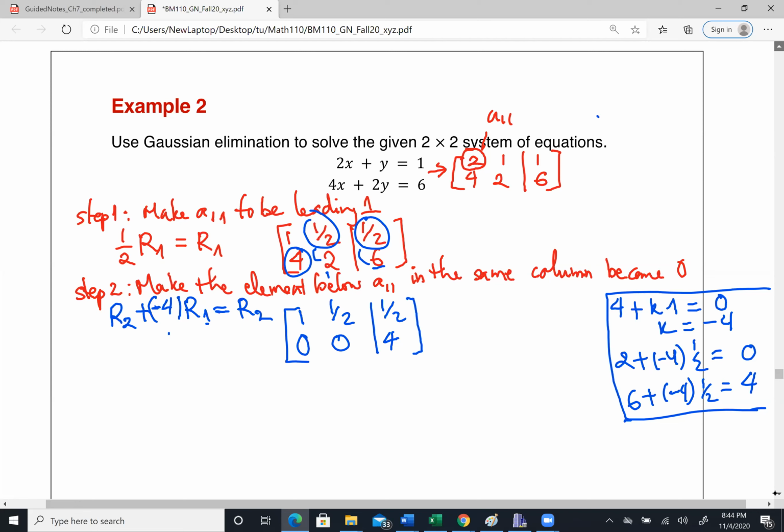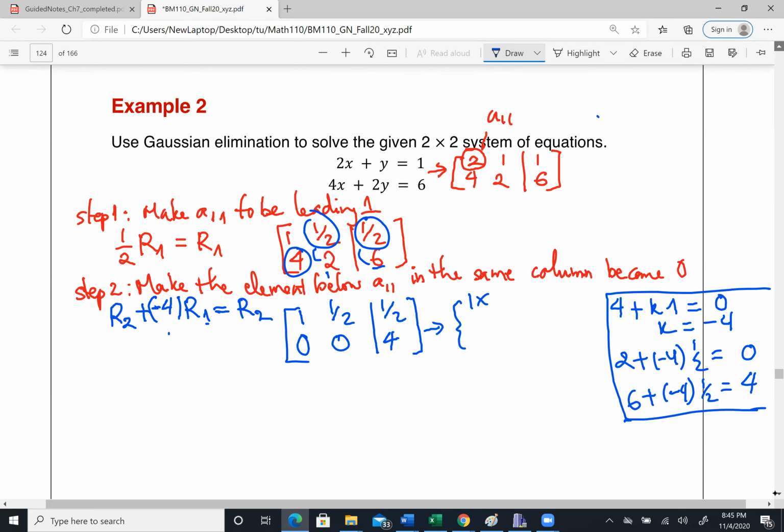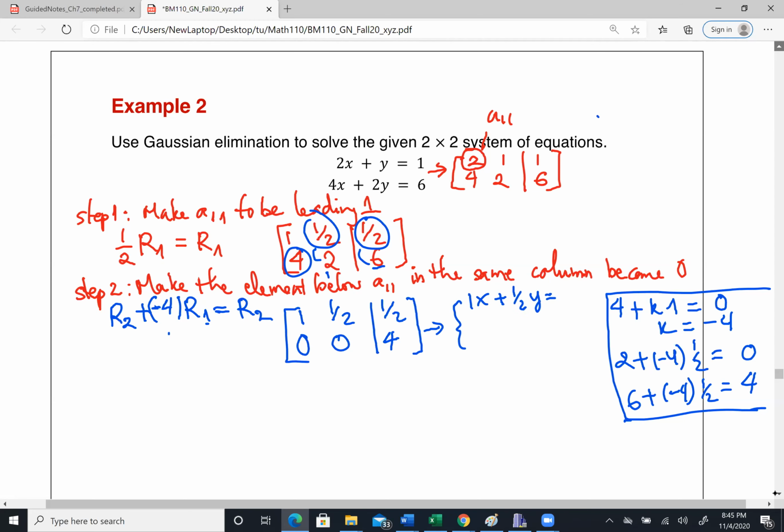So now we have a new system, a new matrix, and I'm going to change it into a system of equations. It looks like 1x plus 1/2 y equals 1/2. The second one is 0x plus 0y equals 4.